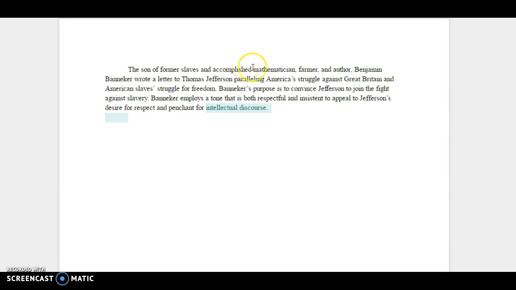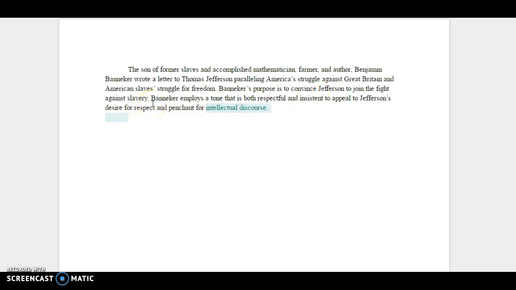Okay. So here I have, the son of former slaves and accomplished mathematician, farmer, and author Benjamin Banneker wrote a letter to Thomas Jefferson paralleling America's struggle against Great Britain and slave struggle for freedom. So I added a slightly more detailed summary. The second sentence should be what the author's purpose is in writing the piece. Banneker's purpose is to convince Jefferson to join the fight against slavery.